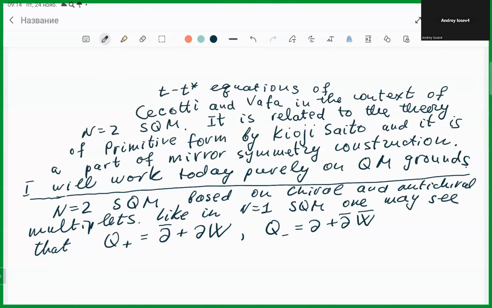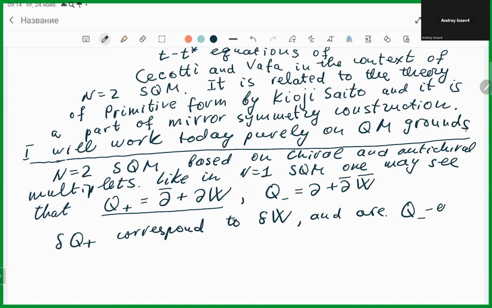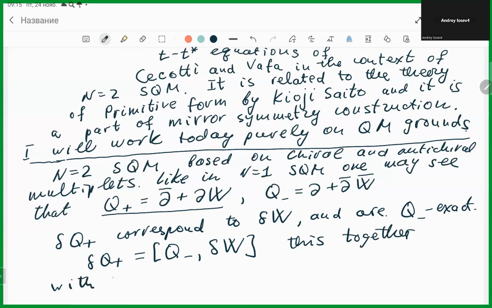What is interesting about Q plus? The deformations of Q plus correspond to the deformations of W. And here an interesting phenomenon happens: it is Q minus exact. So delta Q plus is actually the commutator of Q minus with delta W. And this together with harmonic theory gives an interesting mathematical structure.